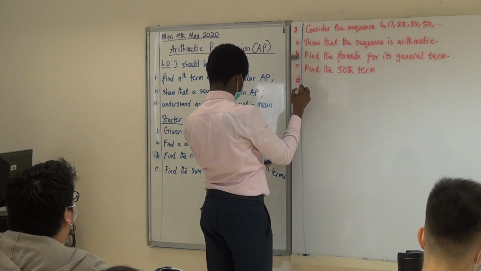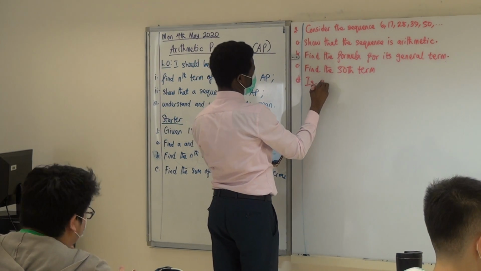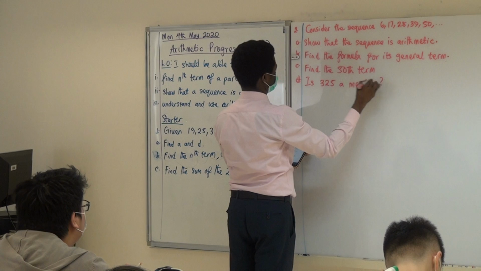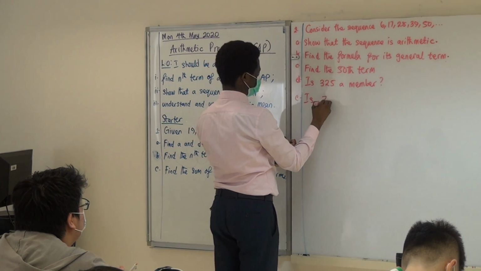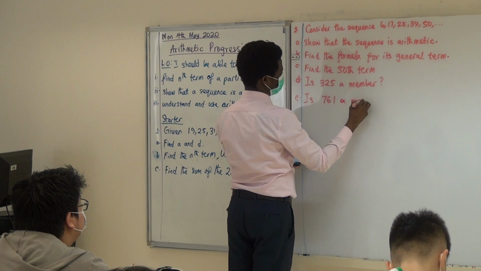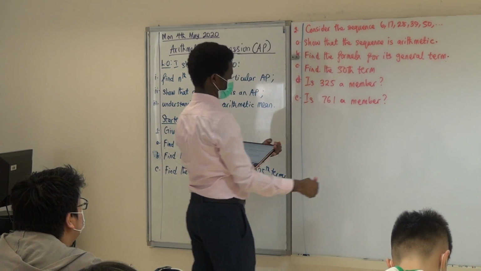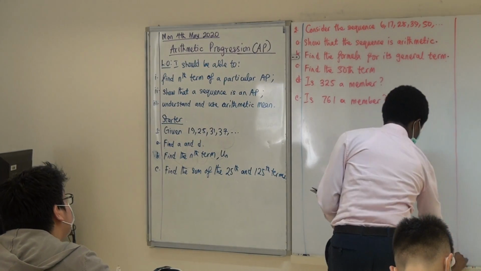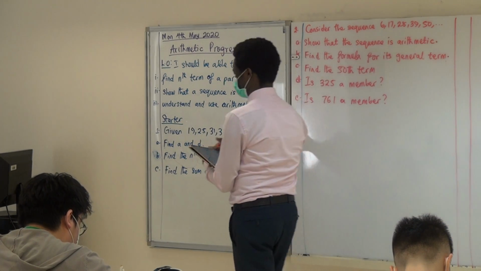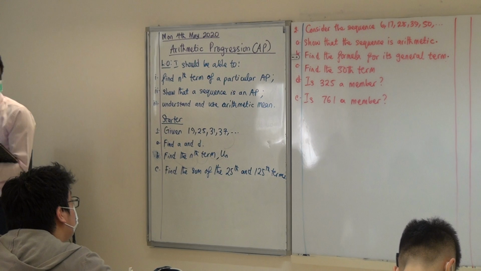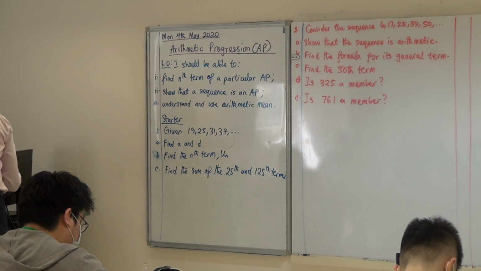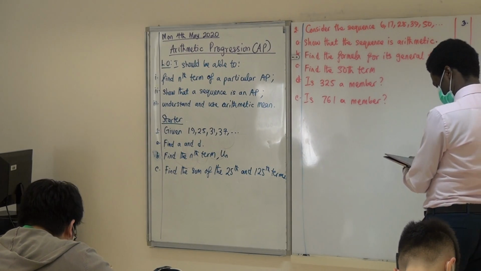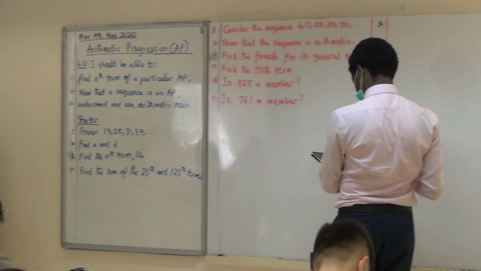D: Is 325 a member, and E: is 761 a member of the sequence? Solve this. Hopefully this is enough for this one. This is the revision of what we did before, but it's okay if you have forgotten. If you don't know how to do it, go to the ones you can do.